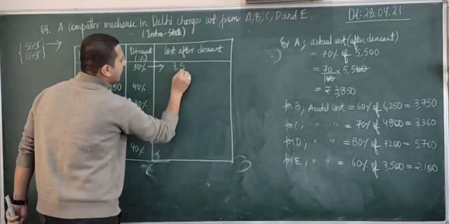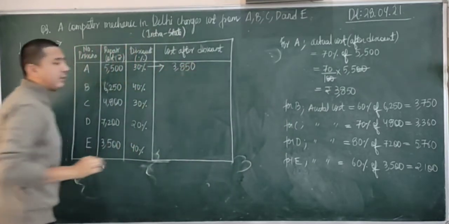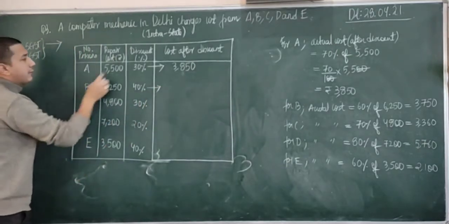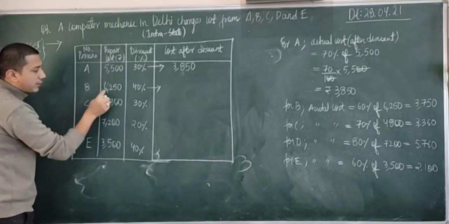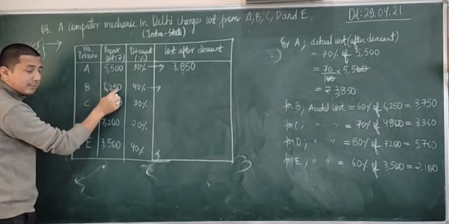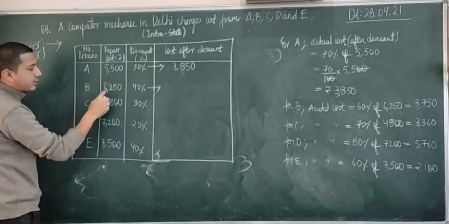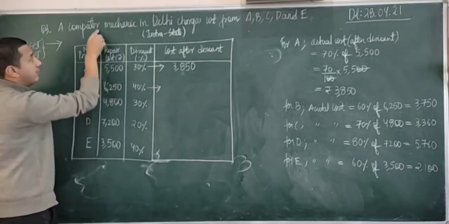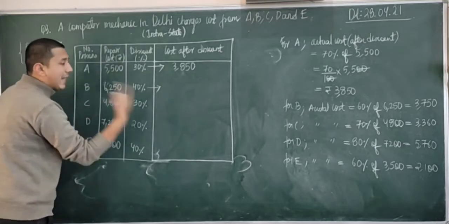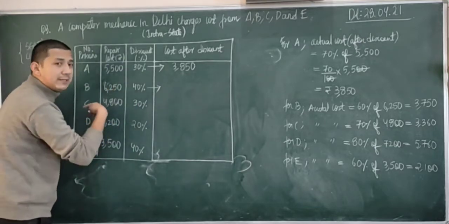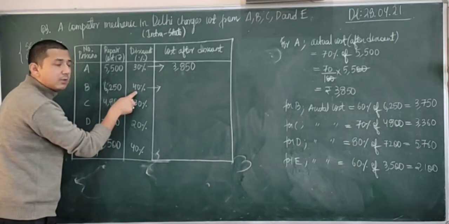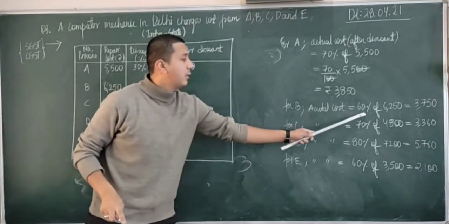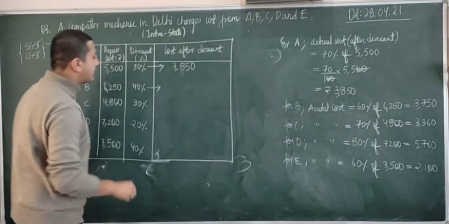3,850. Am I clear? Similarly, for B, the repair cost is 6,250, but he is also getting 40% discount from the mechanic. So B has to pay only the remaining; he is getting a 40% discount, so he'll have to give 60% of this. So 60% of this, you calculate boys, you'll be getting 3,750.